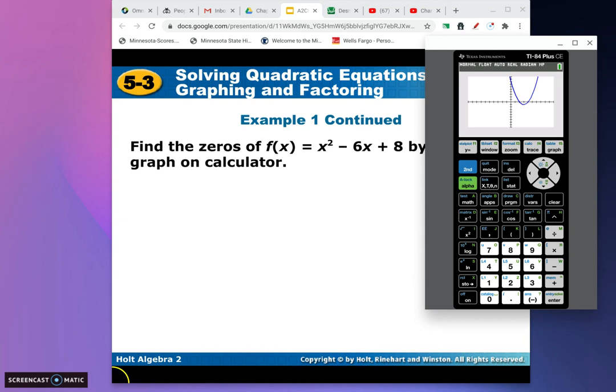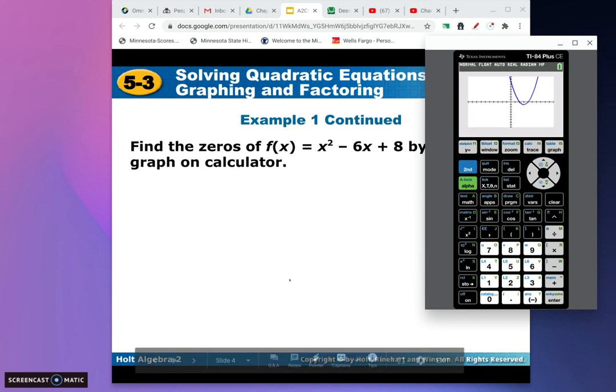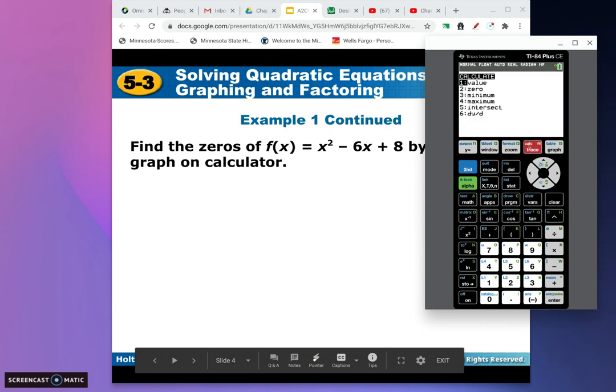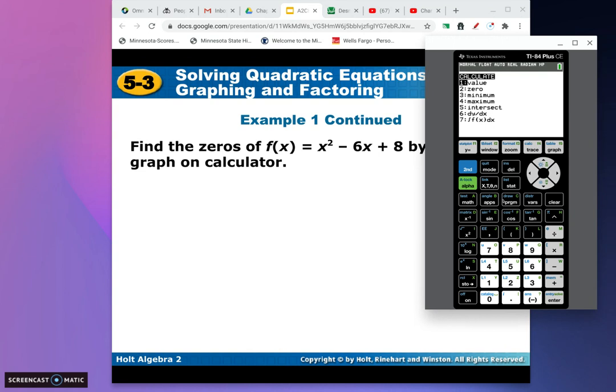But one thing you have to do to find out what that is, hit second. The second button there. Whoops, that's not going. Let's try it again. Second. I don't think I'm hitting that right. Use my finger. It's not working. Second, calc. And we're going to try this number 2. We're going to find the zero. Let's go to number 2.